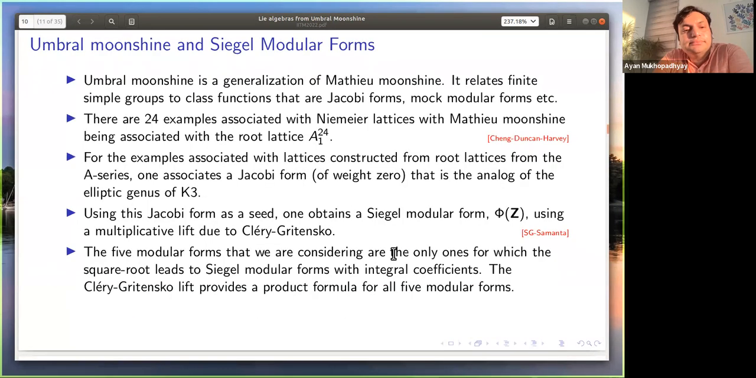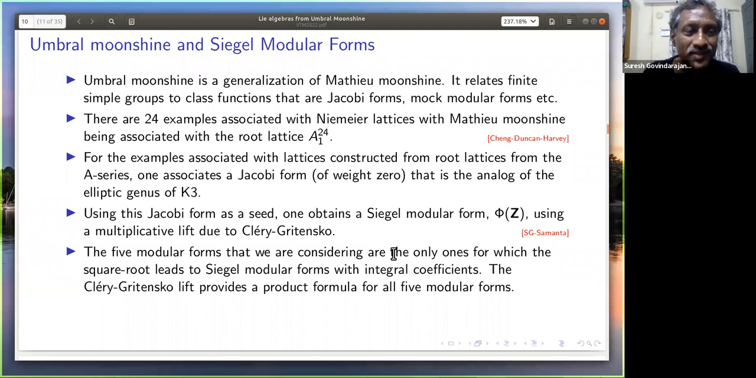Since there was umbral moonshine in the title: umbral moonshine is a generalization of Mathieu moonshine, and it relates finite simple groups, or more generally finite groups, to class functions that are Jacobi forms, mock modular forms, etc. There are 24 examples associated with what are called the Niemeyer lattices. These are the so-called self-dual lattices, Euclidean, in 24 dimensions, and there are exactly 24 of them. These are called the Niemeyer lattices.